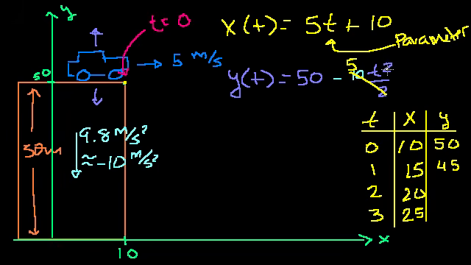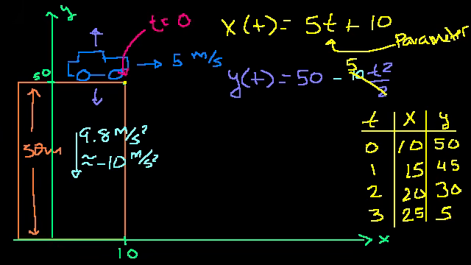And then at time equal to 2, 2 squared is 4. 4 times 5 is 20. 50 minus 20 is 30. And then finally, at time equal to 3. I just say finally because that's the last number we picked. 3 squared is 9. 9 times 5 is 45. 50 minus 45 is 5.